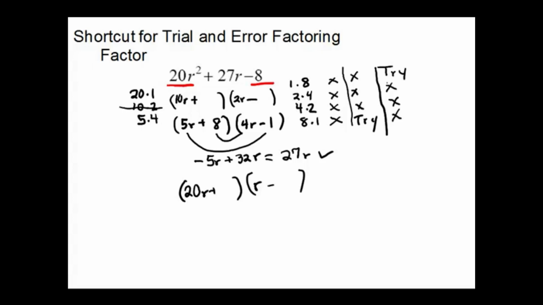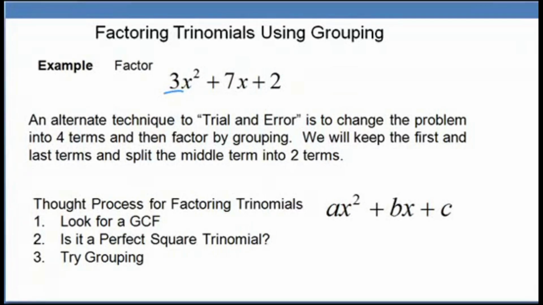Good luck. We're going to look at an alternate technique for factoring trinomials with a leading coefficient that is not 1. So our A is some other number. So these are not the very nice problems. We will still first look for a GCF. Second, see if it's a perfect square trinomial or a good candidate. And then we will go to a method called grouping.